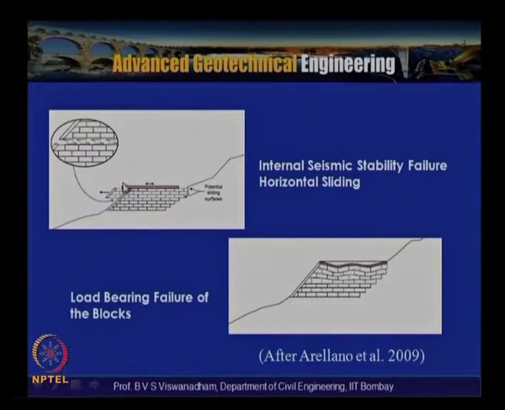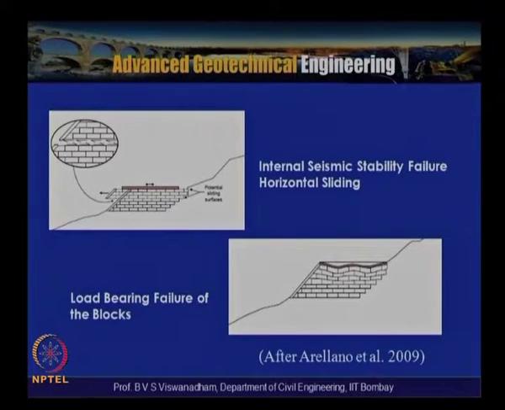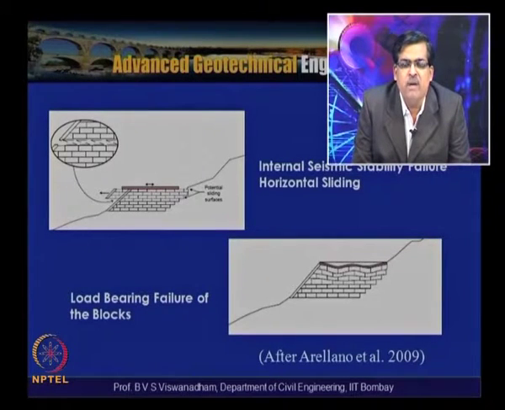Then in this particular slide, this is a type of internal seismic stability failure, where there is a slippage between the blocks. That means in the magnified version shown here, the core soil will be subjected to disturbance and there is a slippage which happens between these two block surfaces. So these need to be ensured, and there are in-the-field means of ensuring the stability by appropriate anchoring from one block to another block, so that the entire system behaves like a monolithic unit.